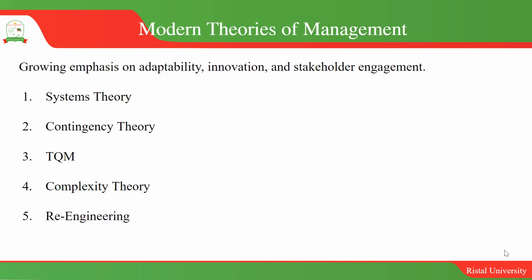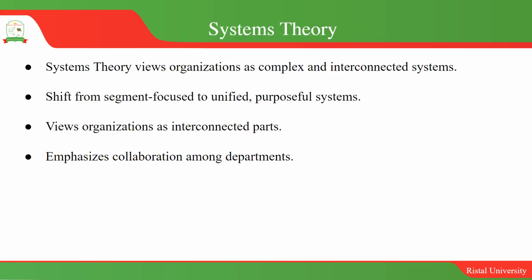Okay. So like I said, systems theory, contingency theory, we'll look at total quality management, and then we'll look at complexity theory, and then the re-engineering theory. So there are basically five theories that we are going to look at. So let's start with the systems theory.